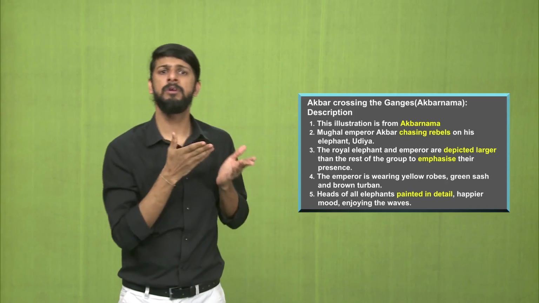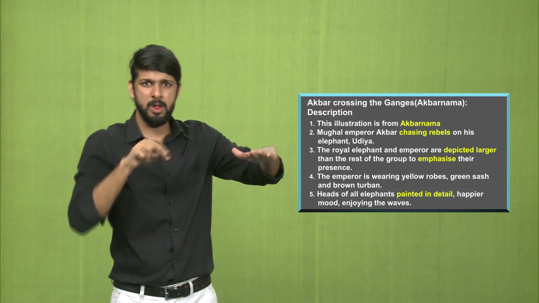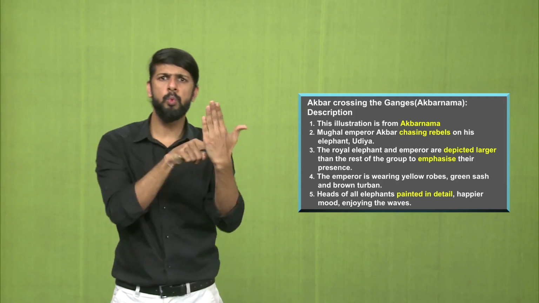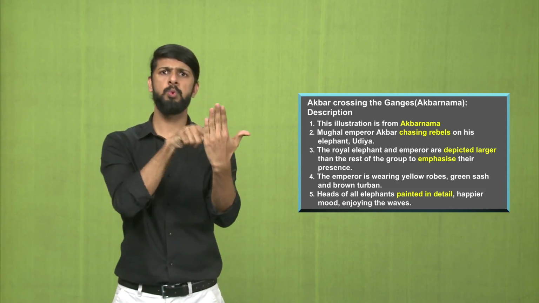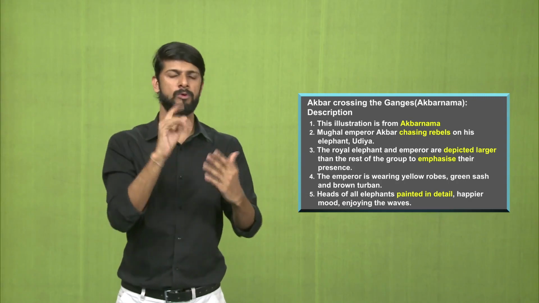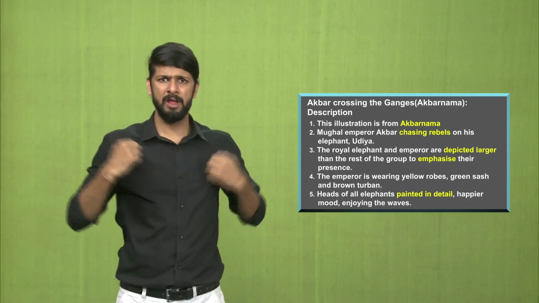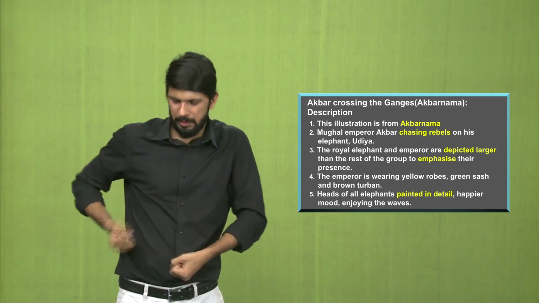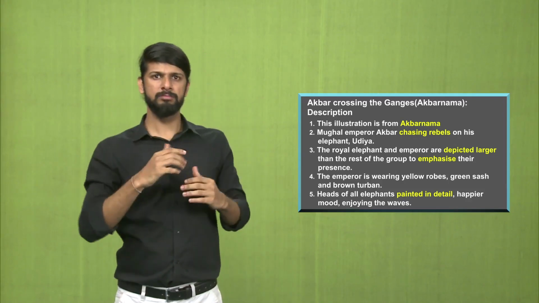You see, the royal elephant and the emperor are depicted larger than the rest of the group. They are in the middle of the river and the emphasis is on the king's elephant, that is the royal elephant. Both the emperor and the elephant are the points of emphasis in this painting. The emperor is wearing yellow robes, a green sash and a brown turban.